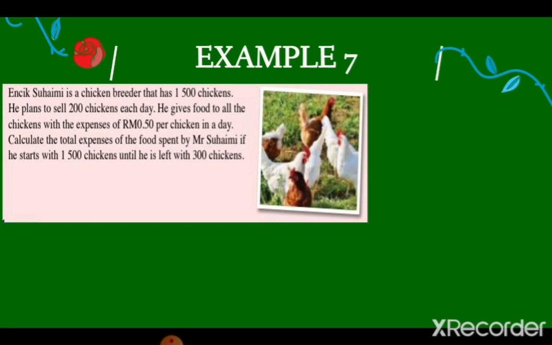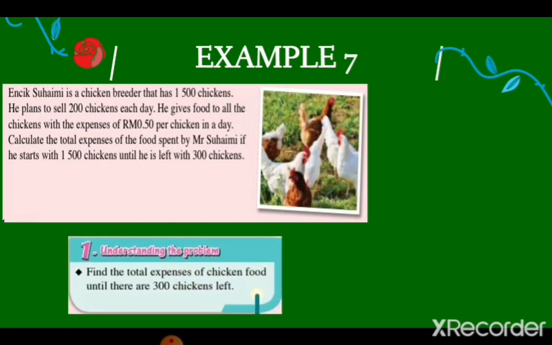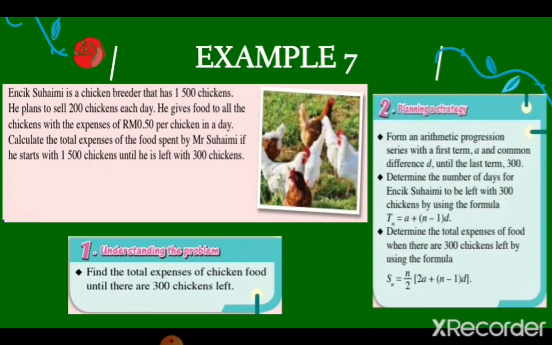Okay, so in solving this question, first you need to understand the problem. So what is the problem? We need to find the total expenses of the chicken food until the chickens are left with only 300. And the second step, we need to plan our strategy. So form an arithmetic progression series with the first term A and common difference D until the last term is 300, because the question asks until we are left with only 300 chickens. So 300 chickens is the last term.